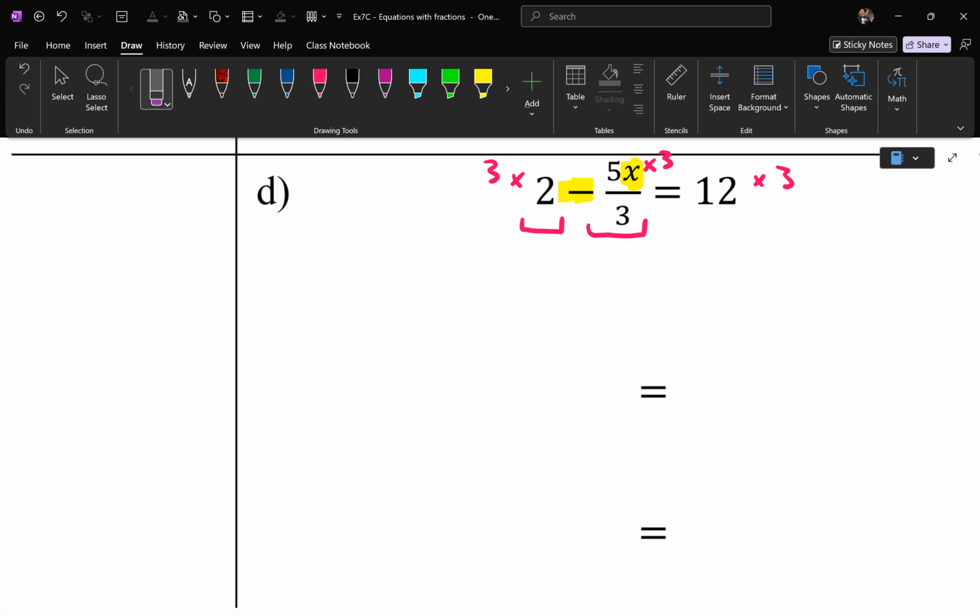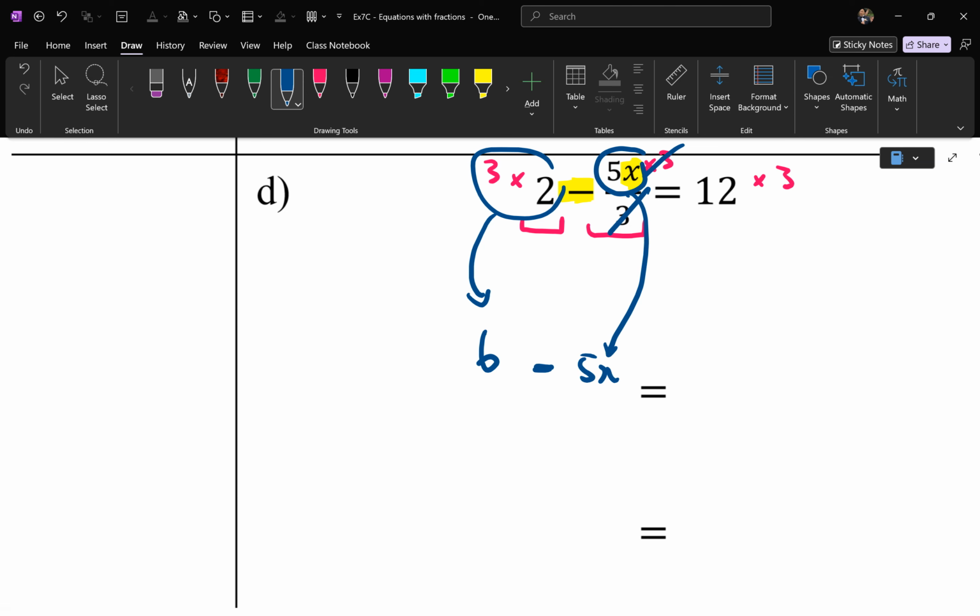Okay, so I'm going to cancel that out. 3 divided by 3 cancels out. Let's work it out. 3 times 2 is 6. This one is left over. There's a 5x here, and that's a minus 5x there. And then 12 times 3 is 36.